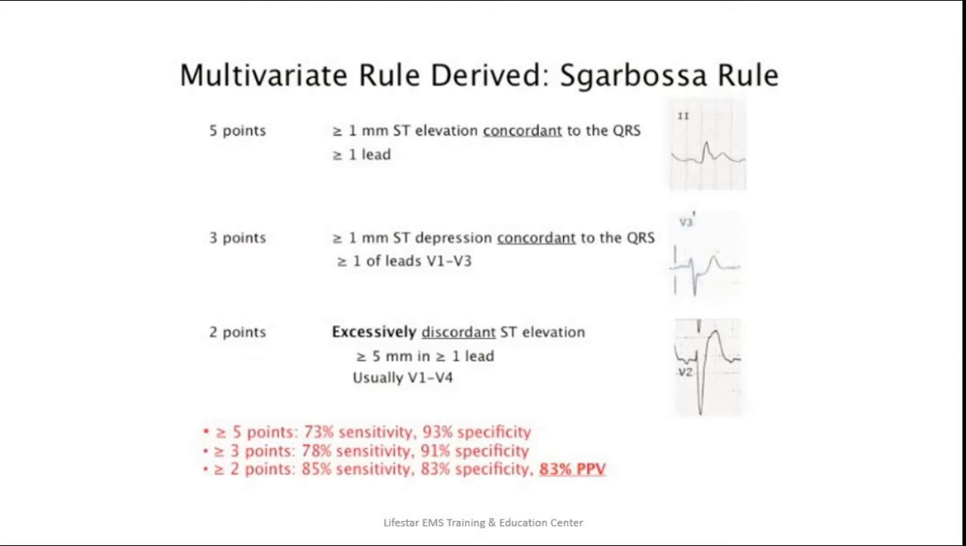In the middle there, the concordant ST depression in leads V1, V2, or V3 only needs to be 1 millimeter or more, and it only needs to be in one of those leads. And then the lowest number of points goes to excessive discordant ST elevation. Instead of that 5 millimeter rule, now we use the 25% rule in the Smith modified Scarbosa rule.